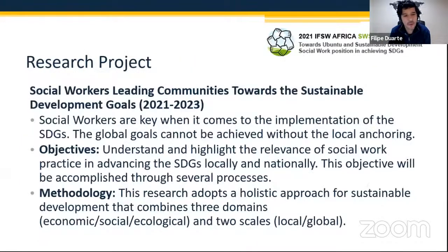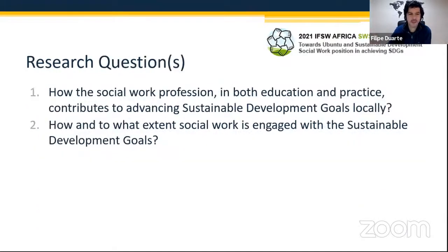Again, to conclude, regarding the project I'm presenting here today, I'm now doing a case study on Nepal, looking at the social work role in leading communities to make progress towards the SDGs. This is a more comprehensive project, but basically the goal is to understand and highlight the relevance of social work practice in advancing the SDGs locally and nationally. This will be accomplished through different processes. I will not share them, but there are two main research questions. If you are interested, you can contact me later.